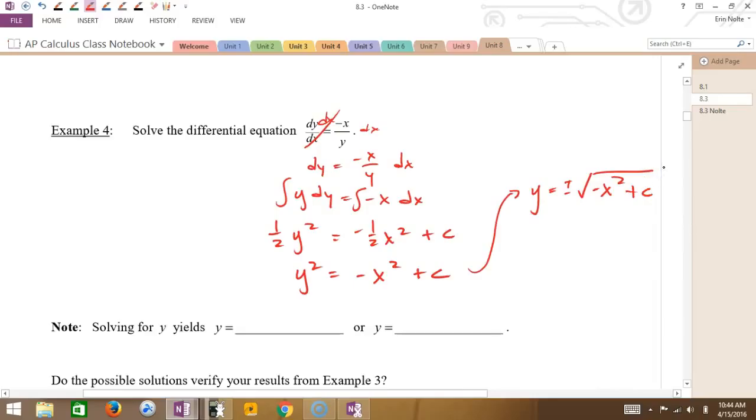Which makes sense with my semicircles, right? The positive was the top half of those semicircles, and the negative was the lower half. So it depends on which point I'm going to go through. So my two scenarios are the square root of negative x squared plus c, or the negative square root of negative x squared plus c.